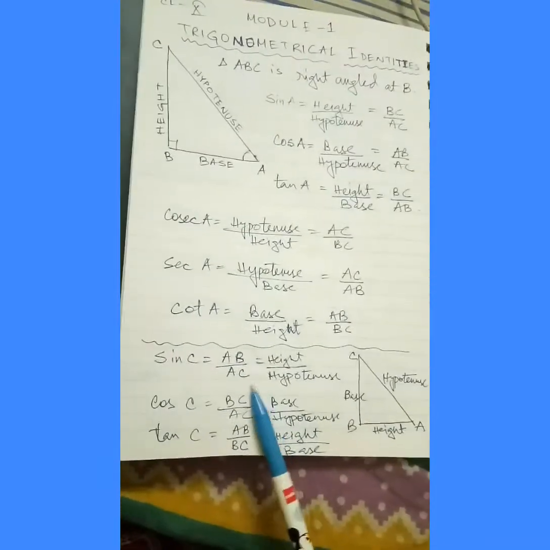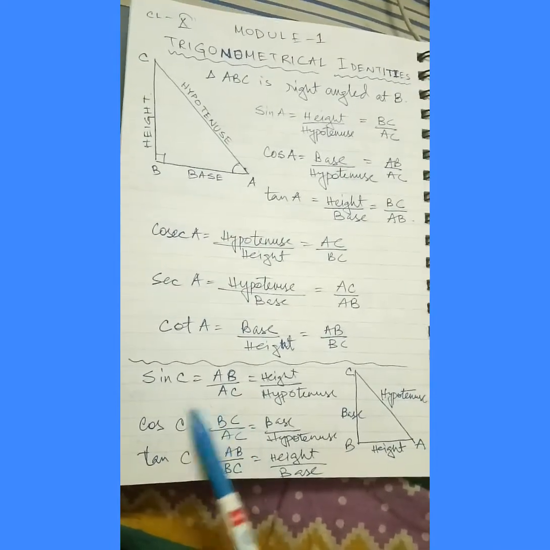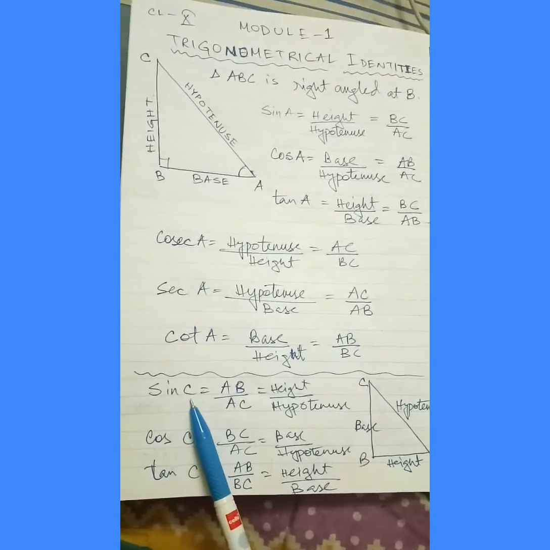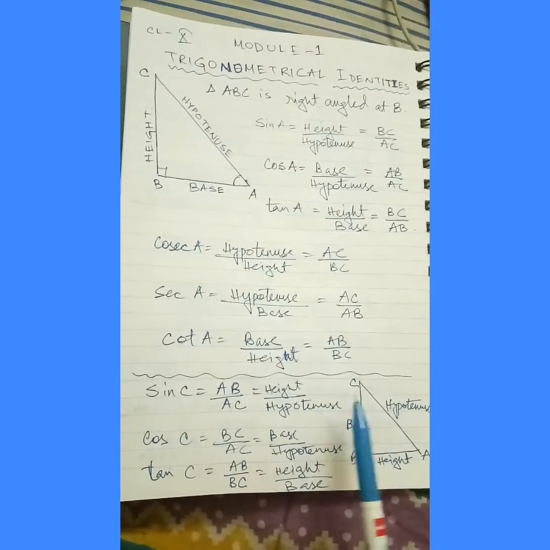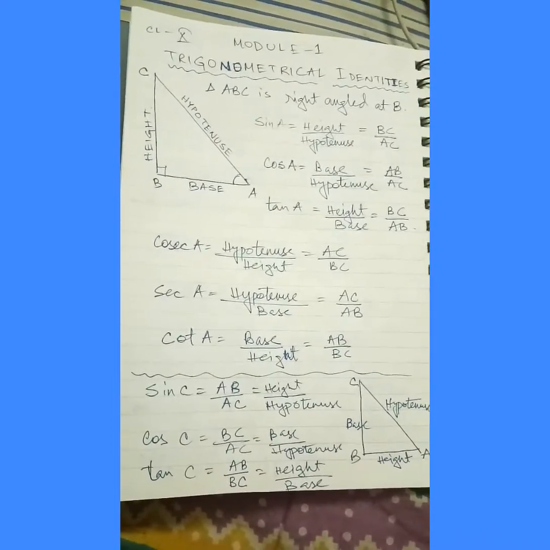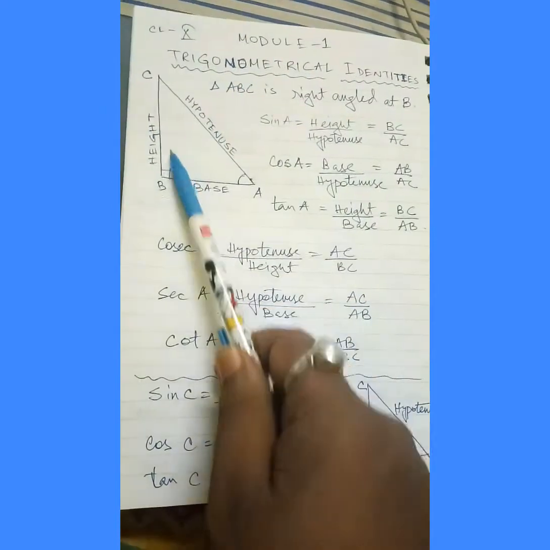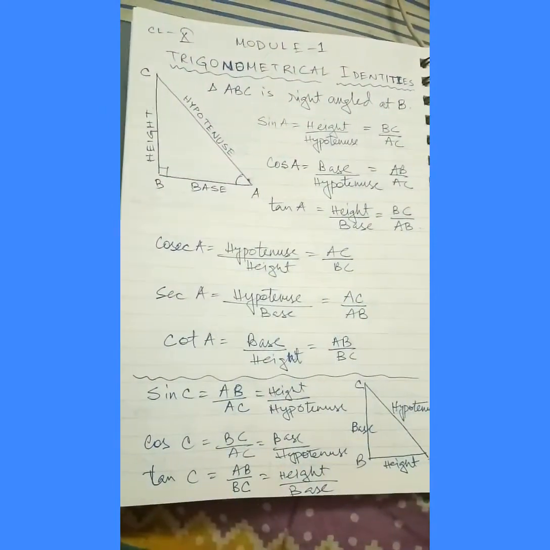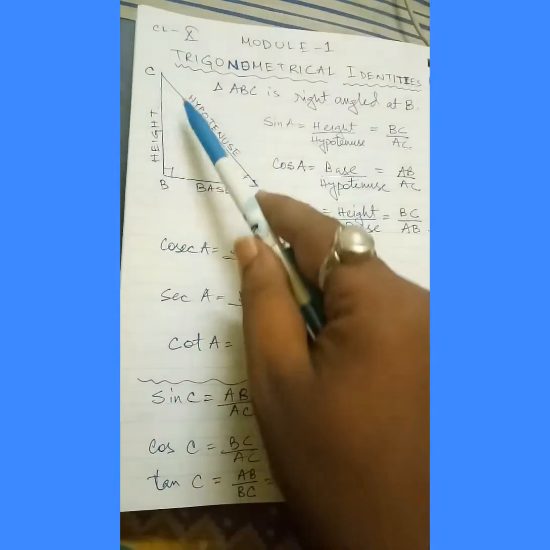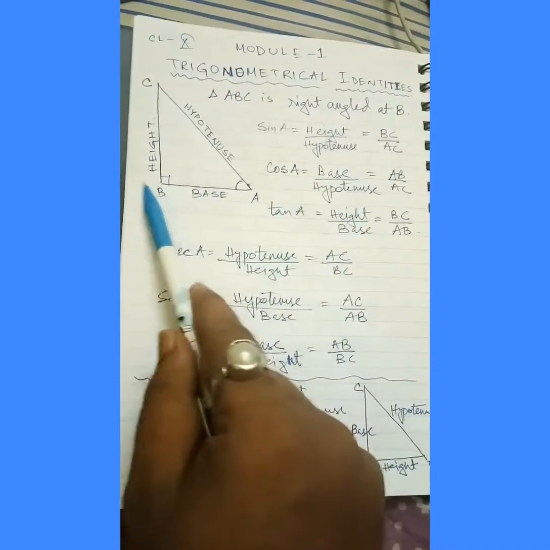Now we have one more part, and you have to be very careful. Why? See here I have written sine C, I have not written sine A. Now if it is sine C, which side will be the height or the perpendicular? I told you for angle A, the opposite side should always be the perpendicular or height. Same thing, if I take C as the angle, then the opposite side will be the height.